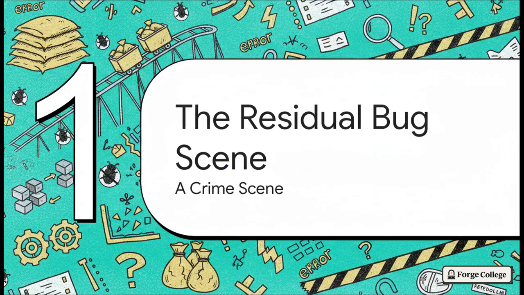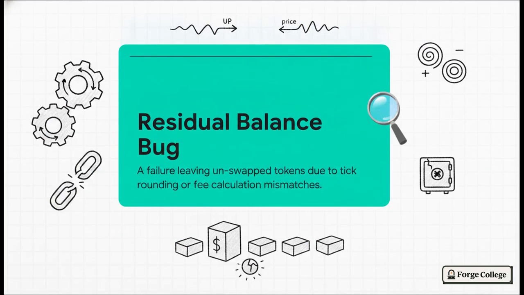Starting with Section 1, the residual bug crime scene. You know, we don't test roller coasters with live people, and we absolutely do not test complex DeFi logic with real money on mainnet. To really grasp why, let's look at the precise definition of our culprit. The residual balance bug is a failure where a swap actually completes on-chain, but it leaves unswapped base tokens lying around due to tick rounding or fee calculation mismatches.